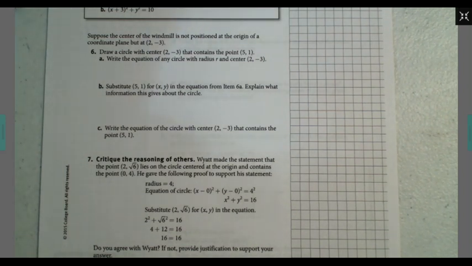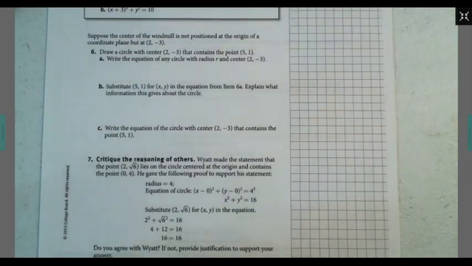Substitute 5, 1 for x and y in the equation from 6a. Explain what information this gives you about your circle. Write the equation of the circle with center 2, -3 that contains the point 5, 1.